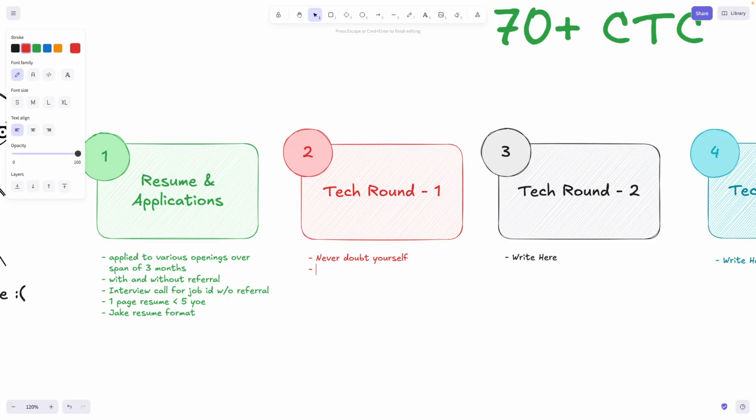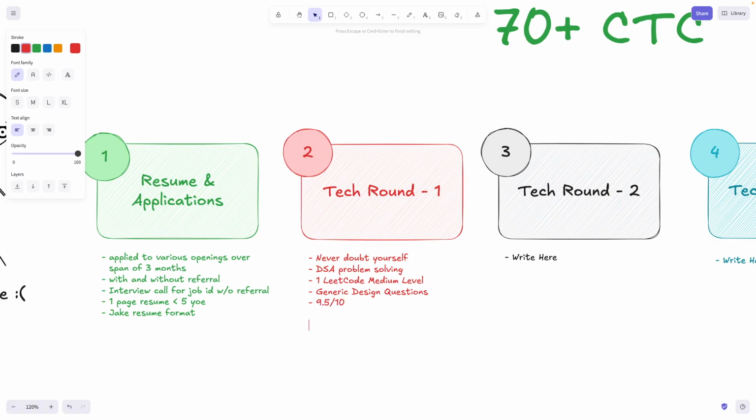Now, technical round one was more of a DSA problem solving round. I was asked one LeetCode medium level problem, and I was able to solve it. Other than that, there were some generic design questions. I would rate myself 9.5 out of 10 in this.